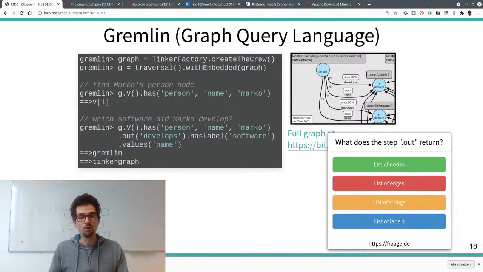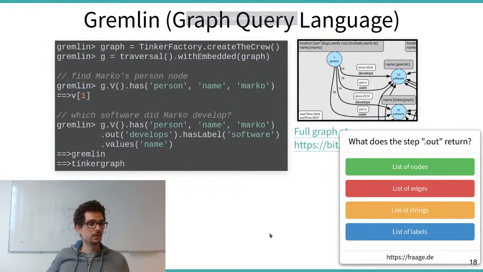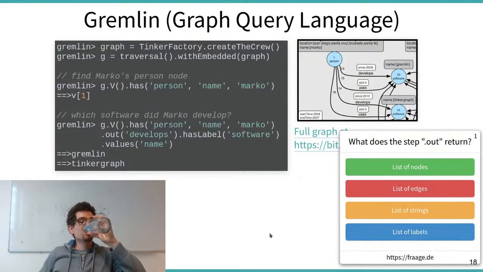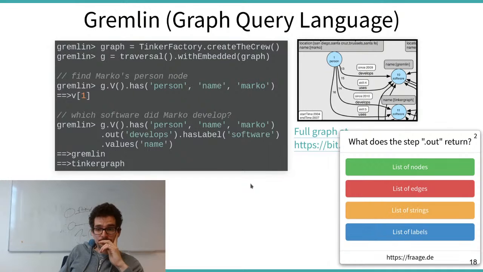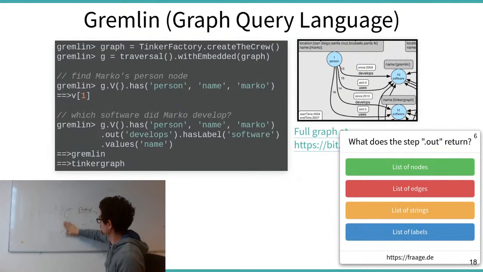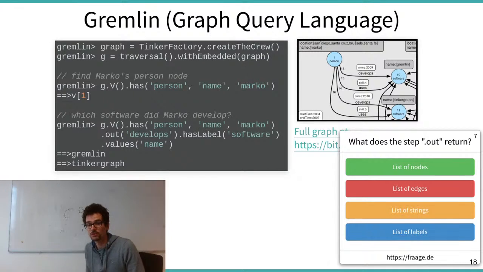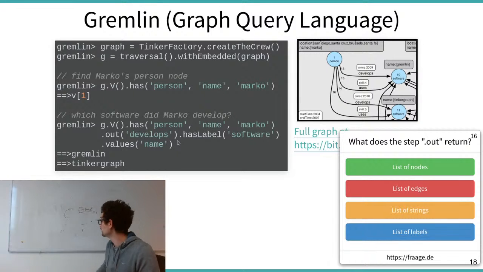So what does the out step return? What is the result of the step out? Please go to frage.de. Does the out step return a list of nodes, a list of edges, a list of strings, or a list of labels? In general, not just for this query, but also for this query. So what does this out step return? What's the resulting data type?